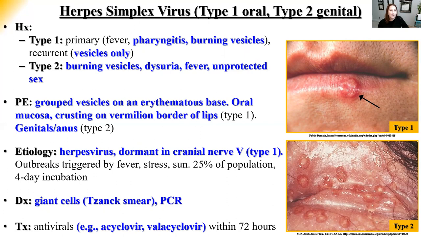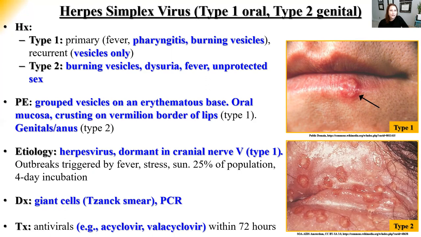25% of the population has this disease, and it's a four-day incubation. In type 1, the primary outbreak, they're going to have fever, sore throat, and burning vesicles on the oral mucosa. In the recurrent outbreaks, they'll only get the vesicles. They won't get the fever or the pharyngitis. In type 2, they'll experience those burning vesicles, dysuria, fever, and have some history of unprotected sex in the recent past. On physical exam for this, grouped vesicles on an erythematous base, that's really important.